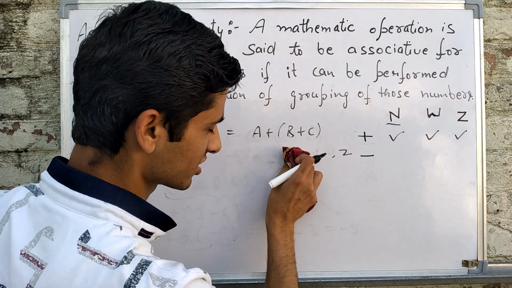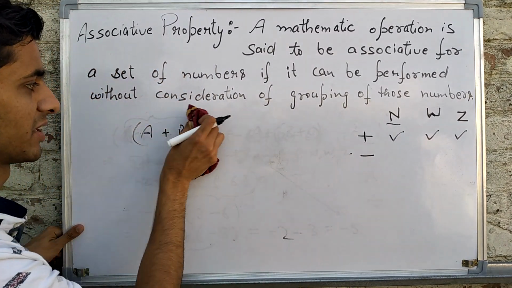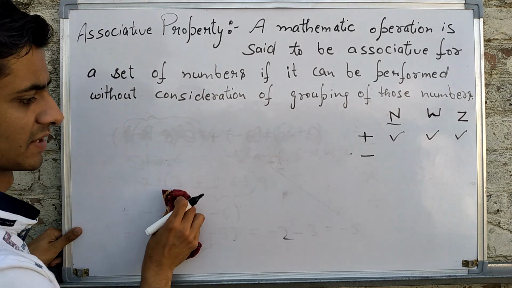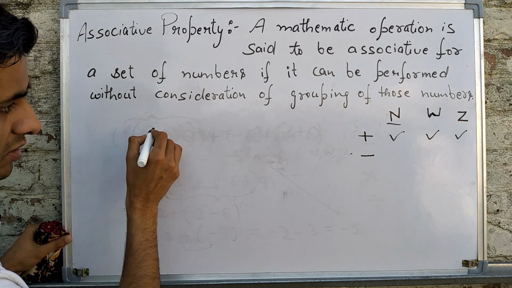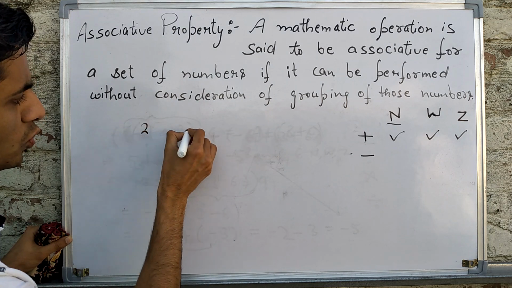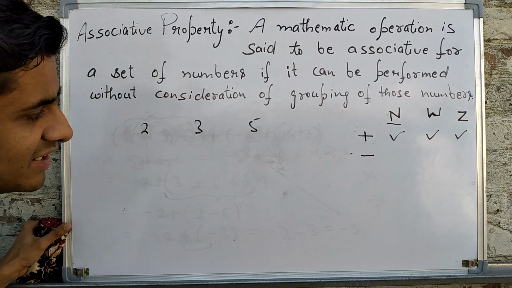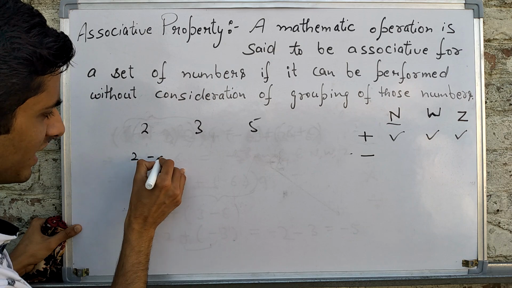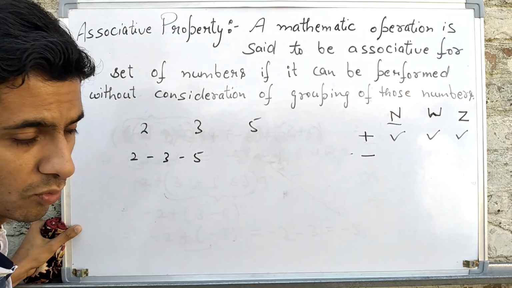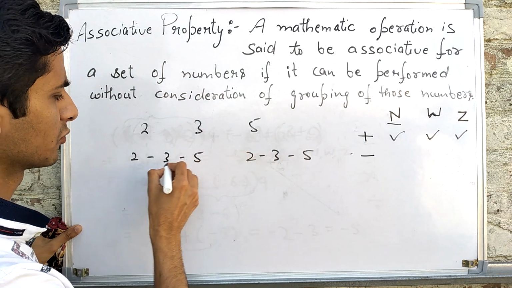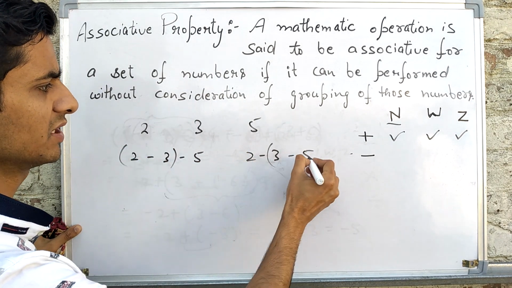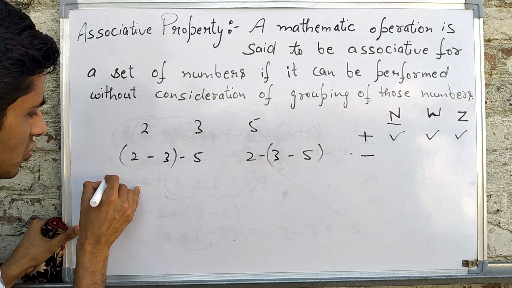Now let us check for subtraction, whether subtraction is also associative. Suppose I am having natural numbers. Let us start with 2, 3 and 5. These are the three natural numbers I am having. 2 minus 3 minus 5, this is something I want to do. Here I am grouping these two, here I am grouping these two. So let us see the answer.